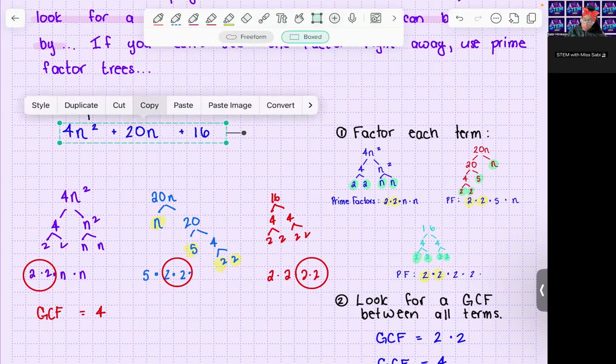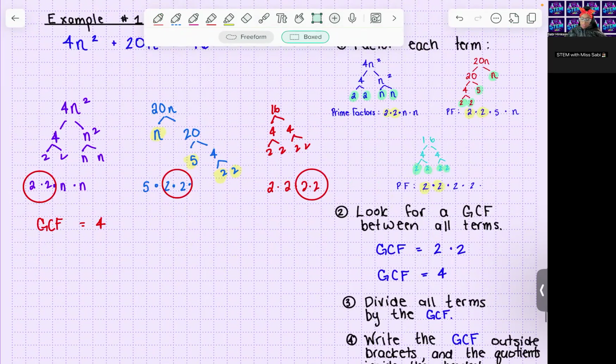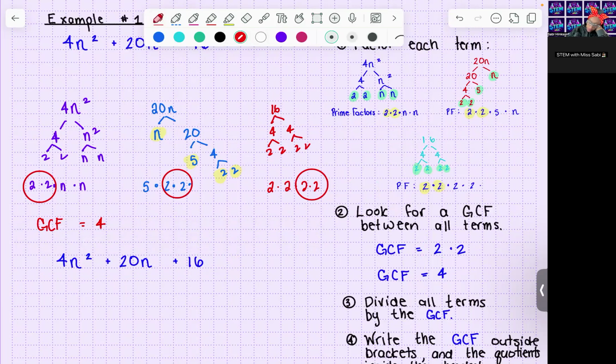So what that means is this: if I want to factor this and take out the GCF, I'm going to divide this whole thing by the GCF. So everything is going to be divided by 4. So let's put that on the outside. You put the GCF on the outside and you carry on. So you do the division: 4n squared over 4 plus 20n over 4 plus 16 over 4.